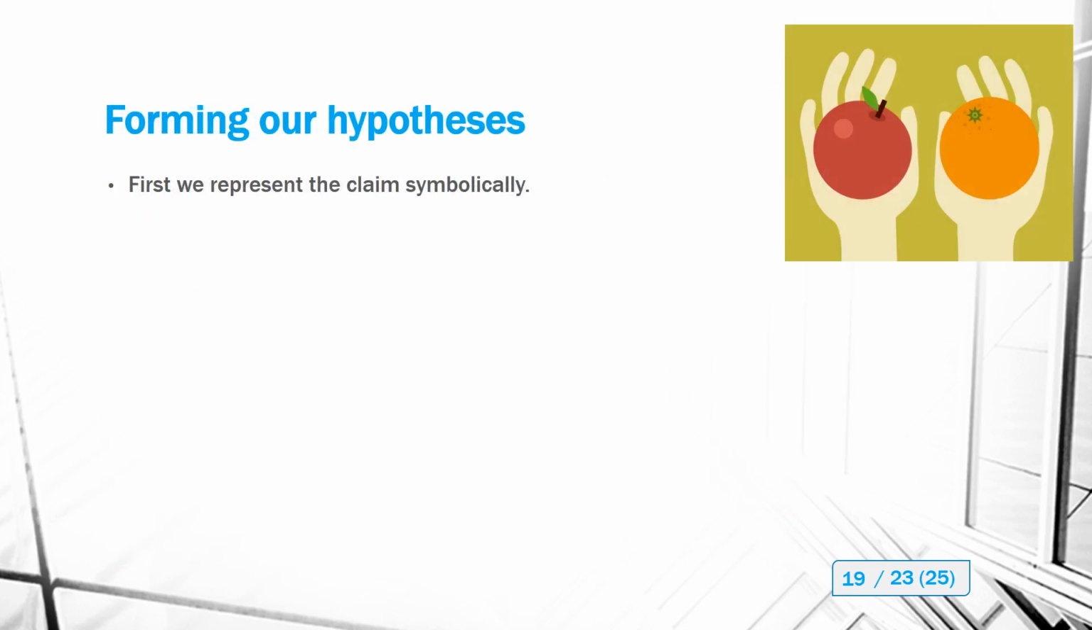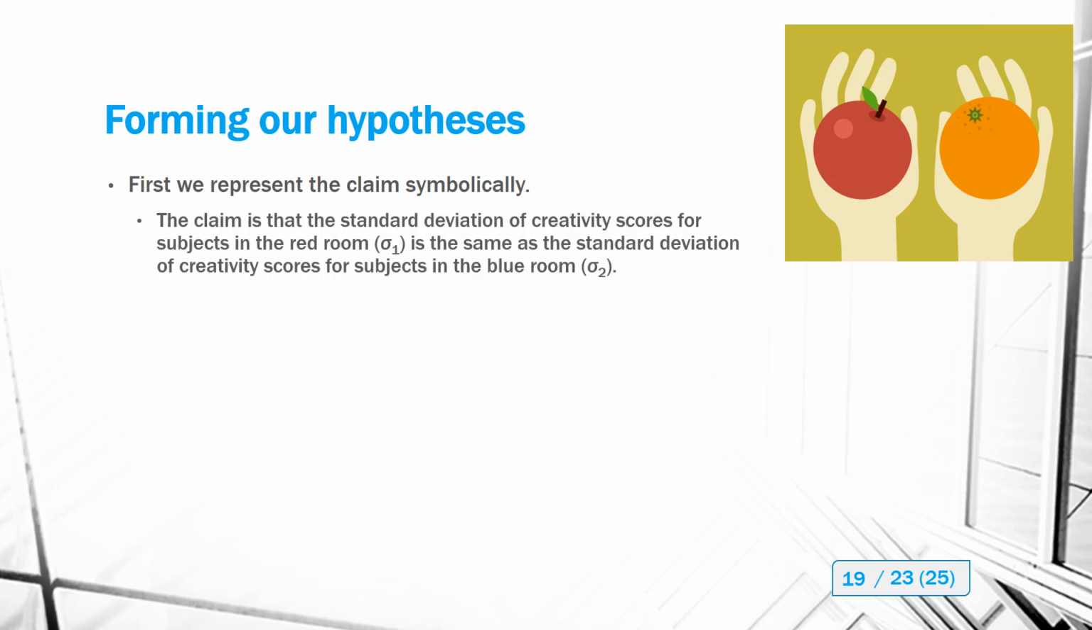So first we form our hypotheses by representing our claim symbolically. Our claim is that the standard deviation of creativity scores for subjects in the red room is the same as the standard deviation for creativity scores for subjects in the blue room. Notice that the stats on the red room had the higher standard deviation, which means it's going to have the higher variance, and therefore that's the group that gets the subscript 1 with all of its variables that represent its sample and respective population. The blue room is going to be represented with sigma sub 2 because it had the lower standard deviation and hence a lower variance.